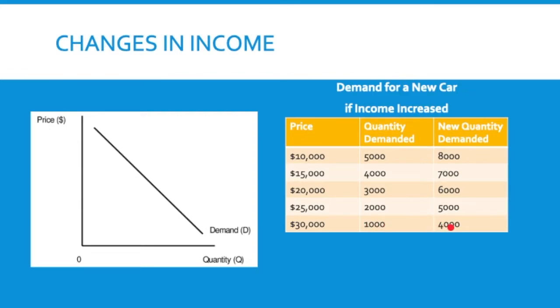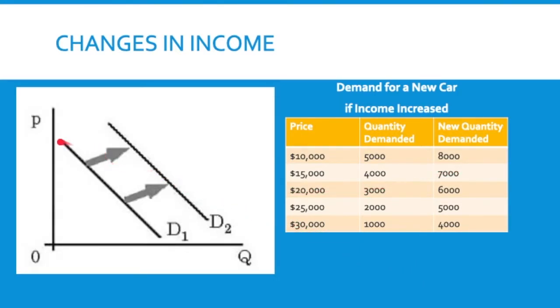They'd look for a decent car like a Subaru Outback or something like that, for $30,000, and that change would happen all across the board. So at $10,000, it went from 5,000 people to 8,000 people wanting to buy a car. So if we have a change in income for the better, it can cause this whole line to move. You see here, here's demand line 1. The whole line would shift to the right.